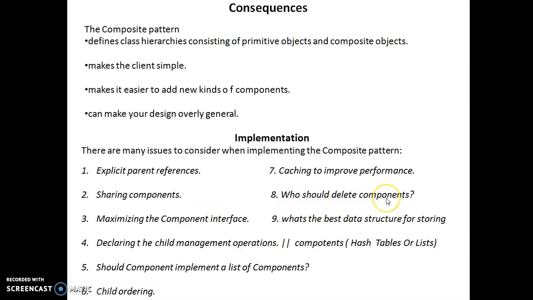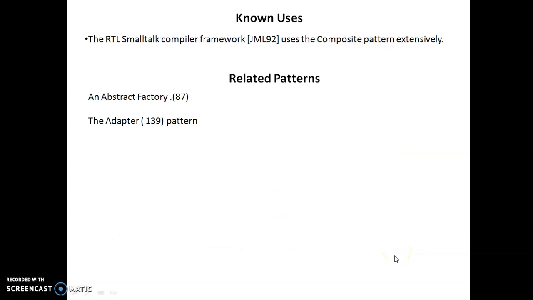Now, who should delete components? The parent itself has to delete the components. So in the implementation part itself, one has to decide who should delete the components. What is the best data structure for sorting? That is, whether hash tables or lists have to be used. That has to be decided while implementing it. It is given that in the Smalltalk compiler framework we use the composite pattern, and these are the two related patterns. So this is about the composite pattern.